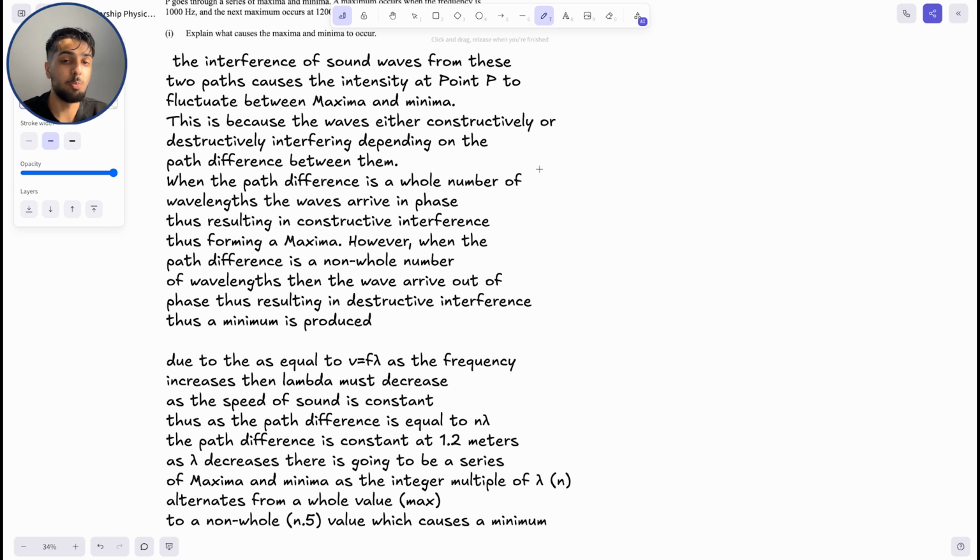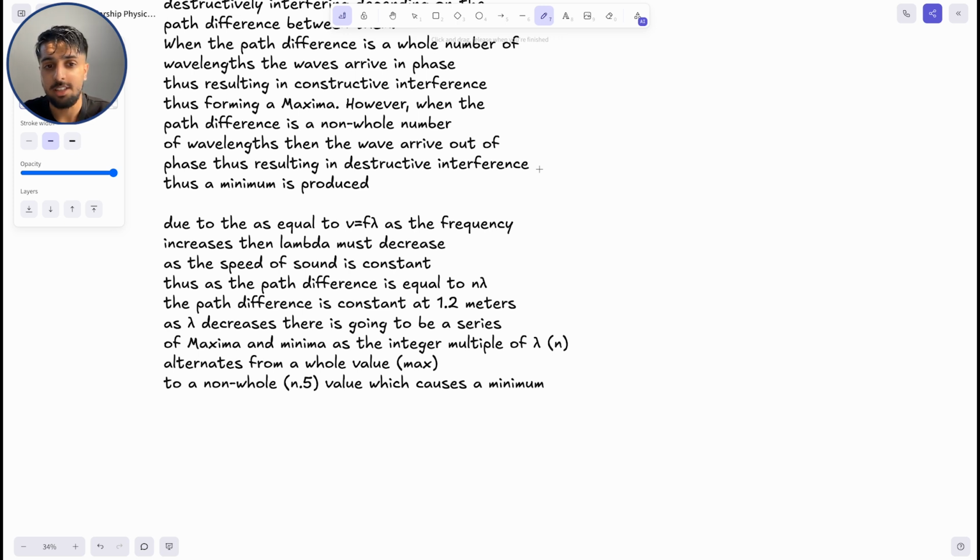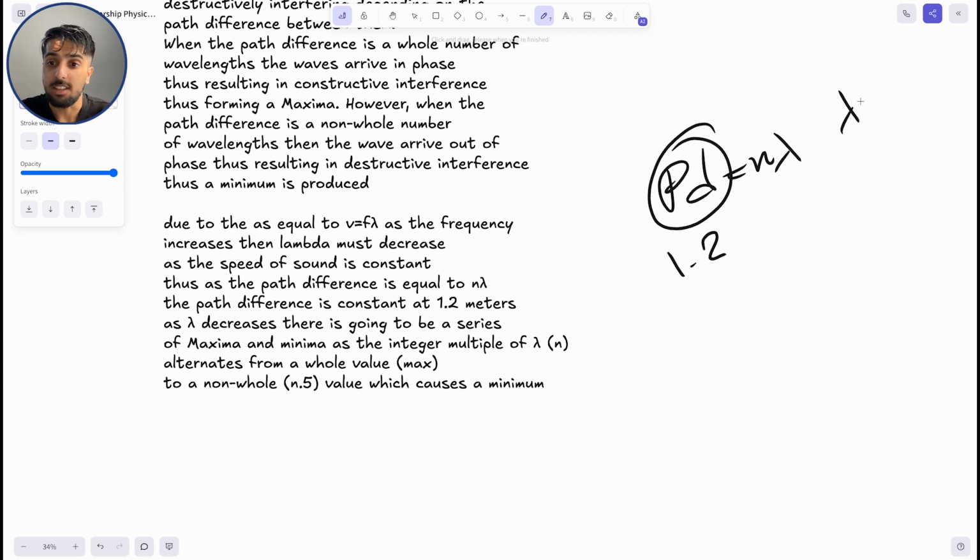Okay, so this is the scholarship part, which requires deeper thinking. Due to v equals f lambda, as frequency increases, lambda must decrease, as the speed of sound is constant. Thus, as the path difference is equal to n lambda, and the path difference is constant at 1.2 meters, then if our wavelength decreases, the only thing that can change is our n multiple.